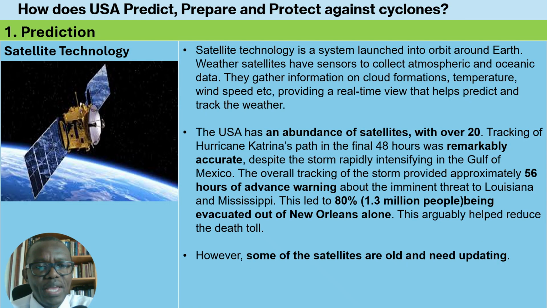How does the USA manage hurricanes? So we are going to be talking about how they predict them, how they prepare for them, and how they protect against them. And as far as prediction is concerned, the first way they use to predict them is by use of satellite technology. So this is a system launched into orbit around the Earth. And weather satellites have sensors to collect atmospheric and oceanic data. They gather information on cloud formations, temperature, wind speeds, and so on.